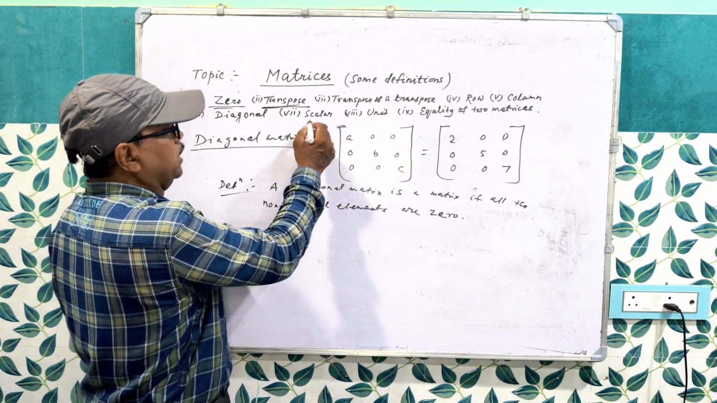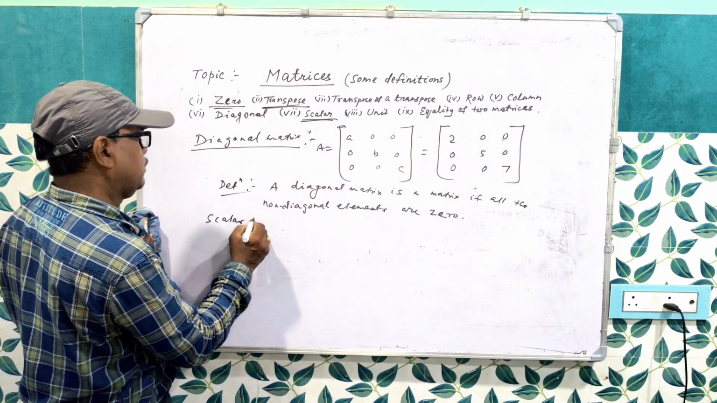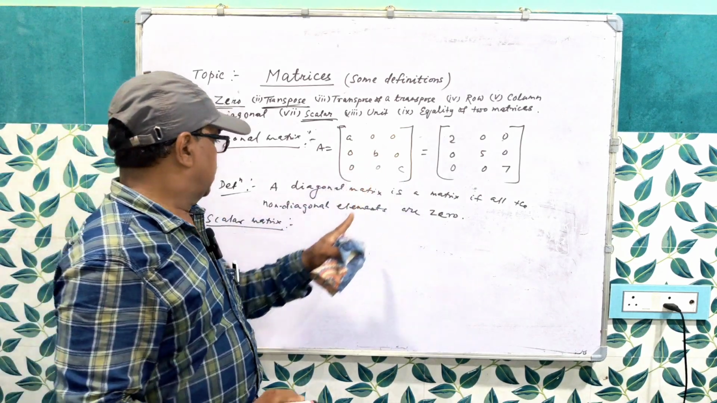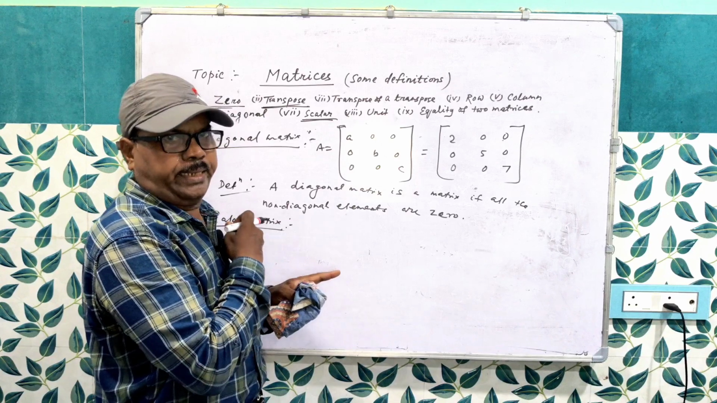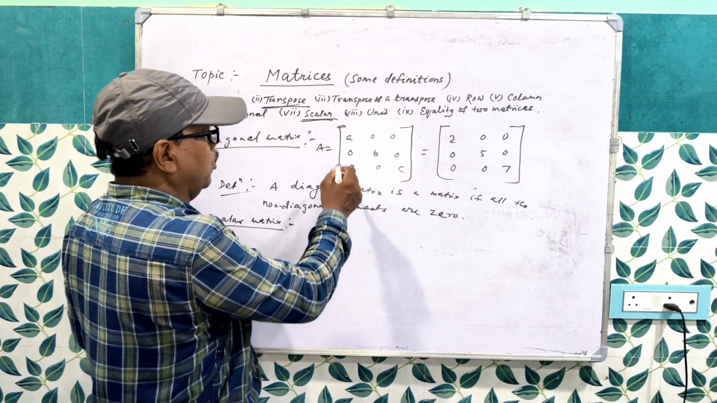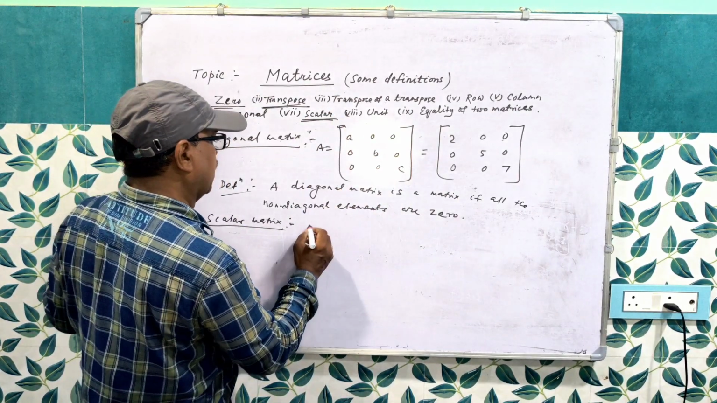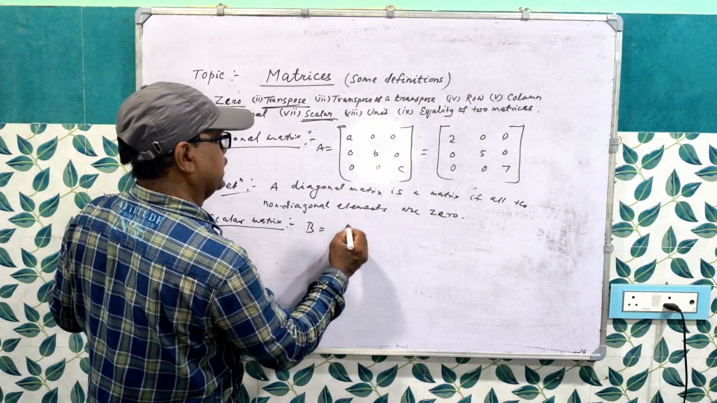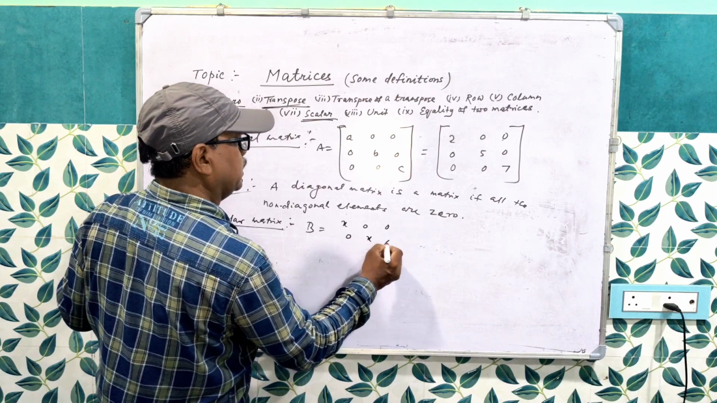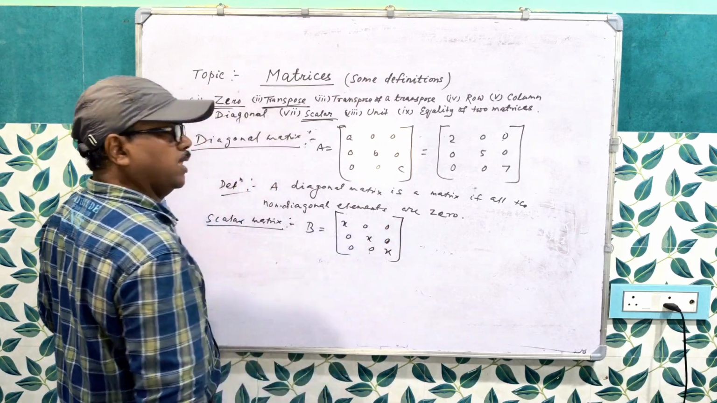Then we are going to discuss scalar matrix. What is a scalar matrix? A scalar matrix is also a diagonal matrix, but the exception is that all the diagonal elements are equal. Suppose B is a diagonal scalar matrix: x 0 0, 0 x 0, 0 0 x is called a scalar matrix.